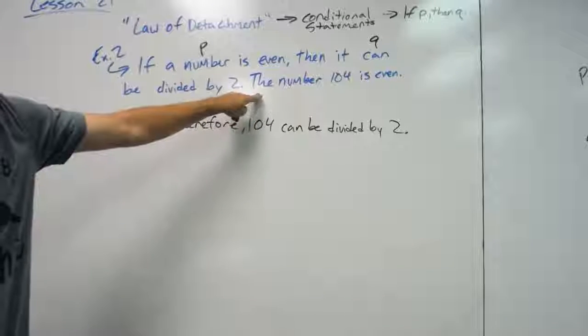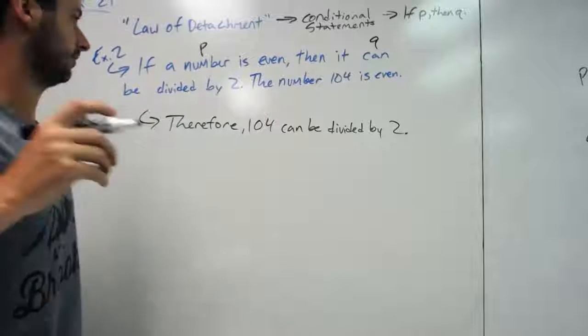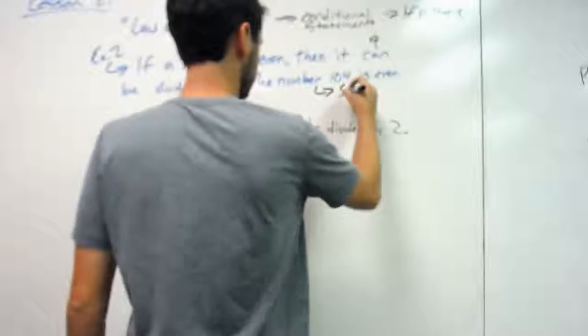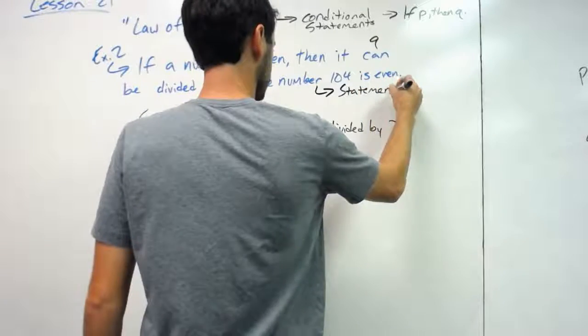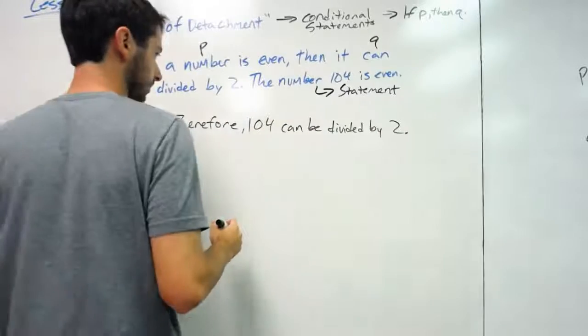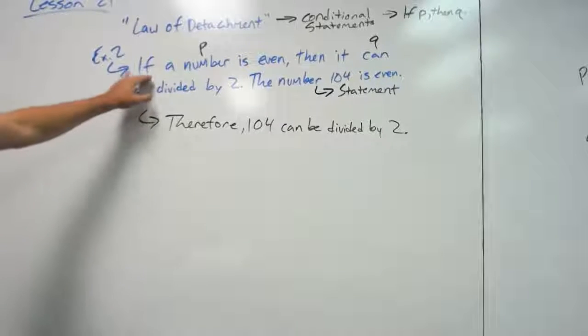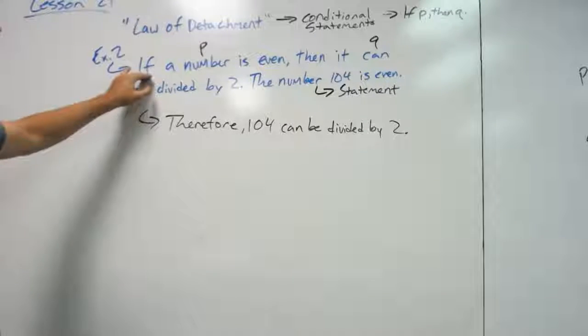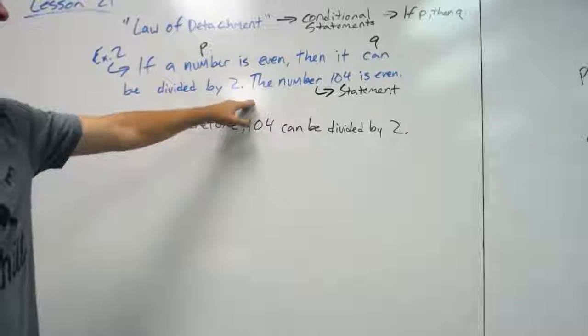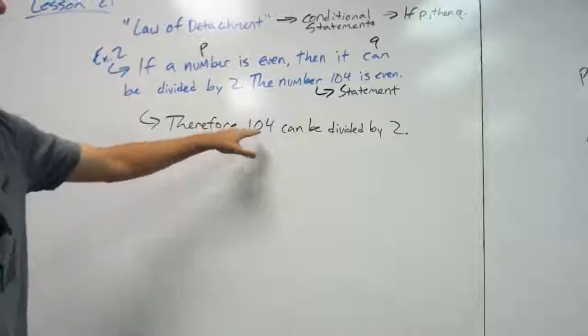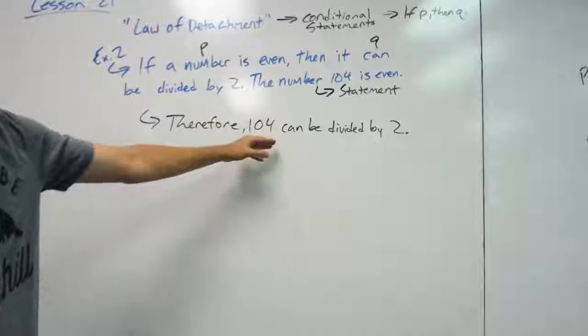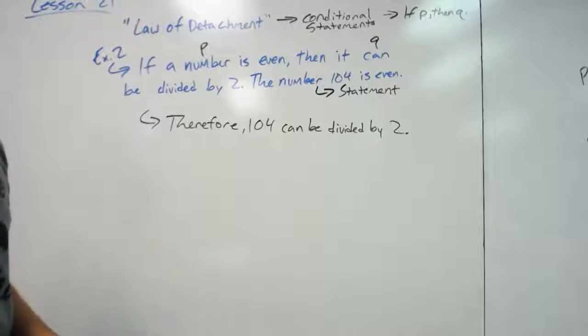The number 104 is even. So here's the statement it says. So what is our therefore statement that we can make, or our conclusion? Well, if the conditional statement is true, and the statement is true, then we can say therefore the number 104 can be divided by 2. So that's all law of detachment is. It's really nothing complicated. I really don't need to spend any extra time on that.